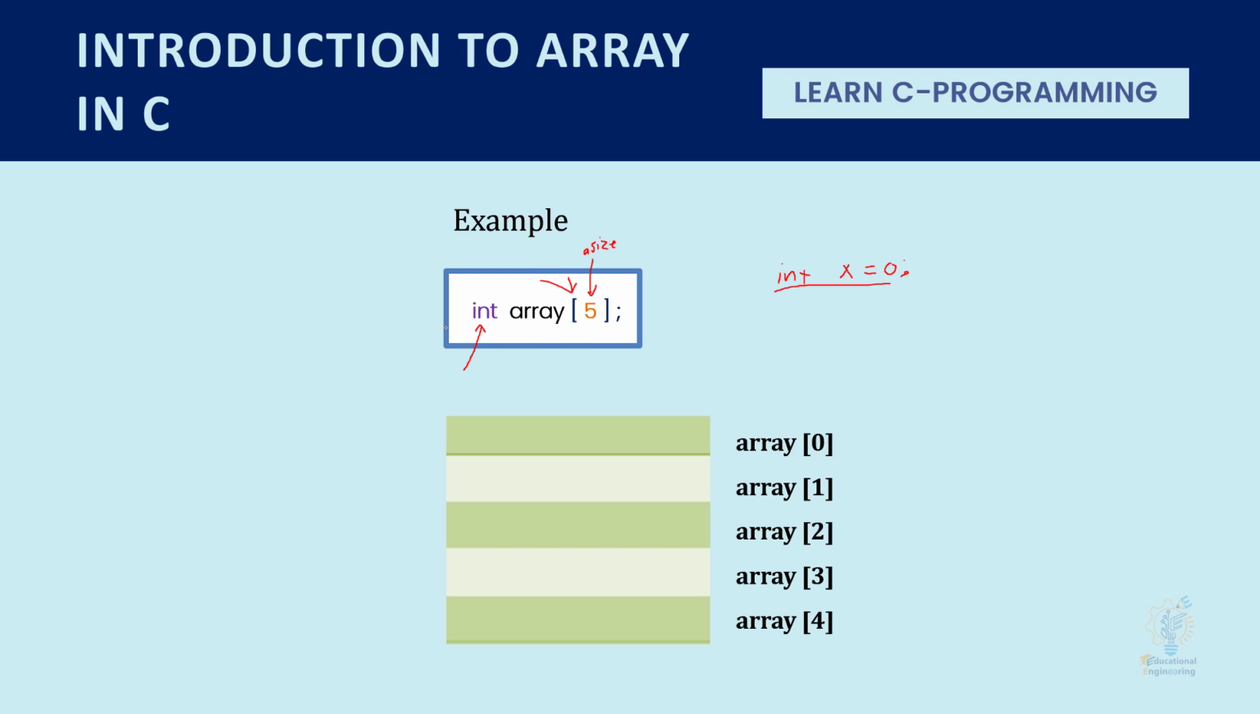So this line will do this in our memory. It will create 5 variables. Their name will be array, and you can access them using the index. The number that we write here is called the index.